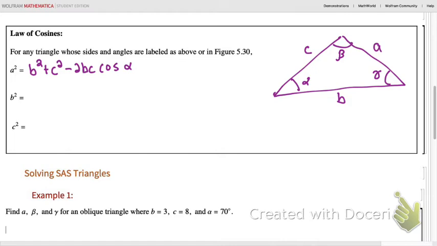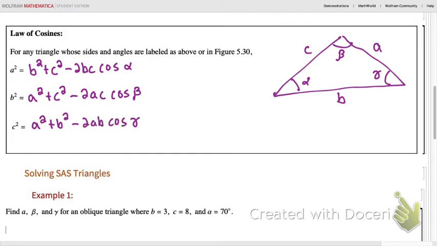B squared, how does this formula work? You take the sum of the squares of the other two sides, a squared plus c squared, subtract twice their product times the cosine of the angle between them, which should be cosine of beta. So to solve for a side using law of cosines, you always use the two other sides and the angle between them. C squared now would be a squared plus b squared minus 2ab cosine gamma. And there you have it.